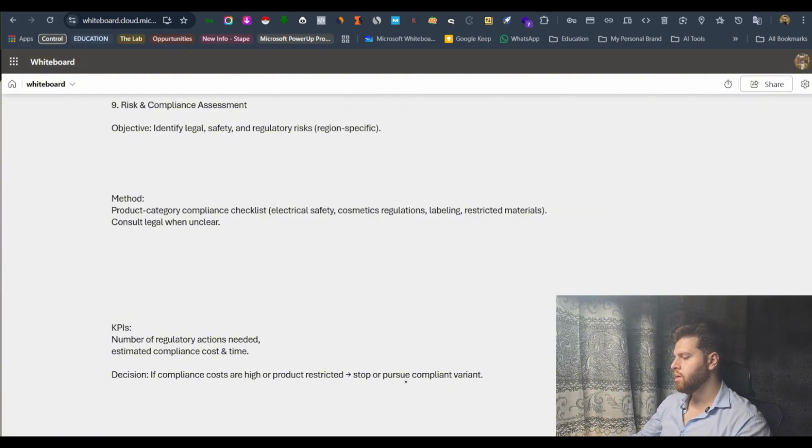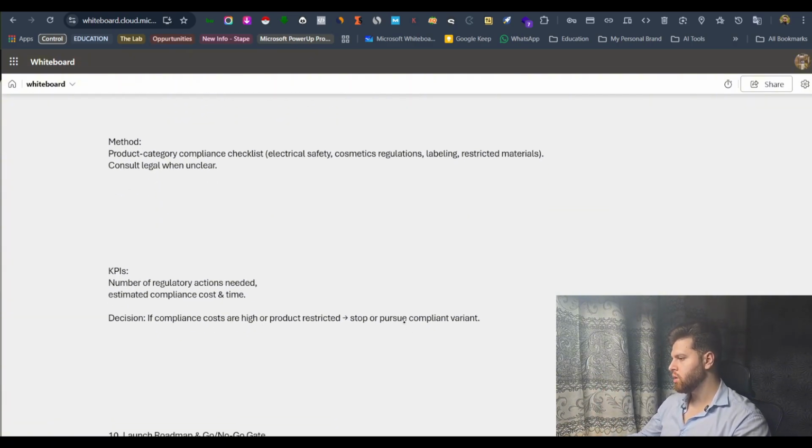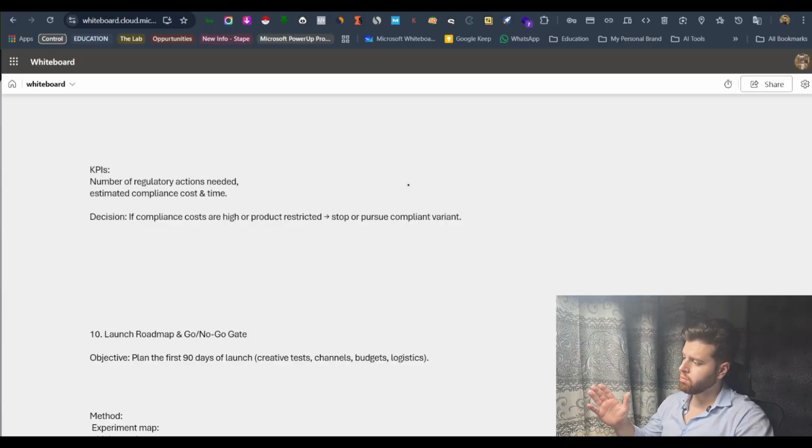So if compliance costs are high or the product is restricted, just stop, and stay away from medical products in the beginning, especially if you're a beginner. If you're sure about your product, just buy it.